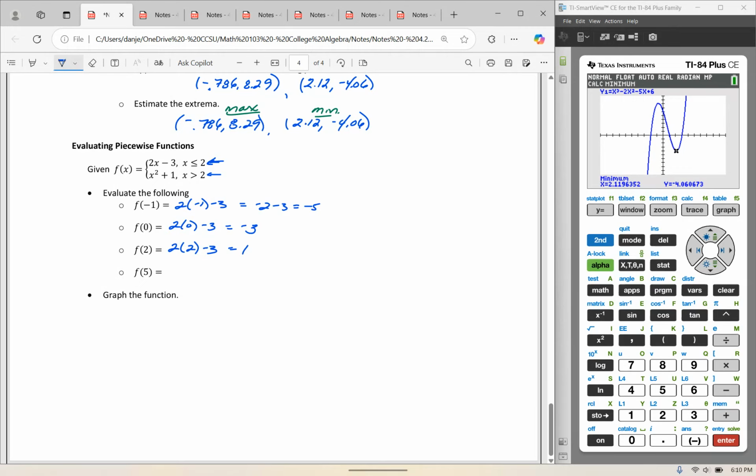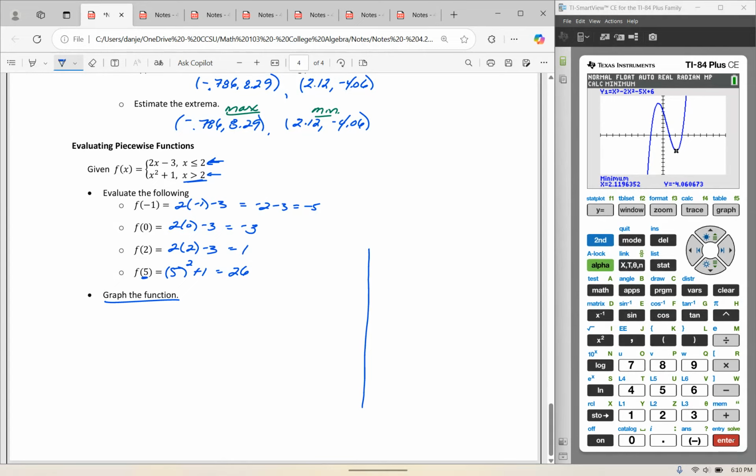You might say, when do I use the bottom part? You use the x squared plus 1 when x is greater than 2. 5 is greater than 2, so f of 5 is 5 squared plus 1. 5 squared is 25, plus 1 is 26. Last thing in this video I want to touch on is how do I graph that function?